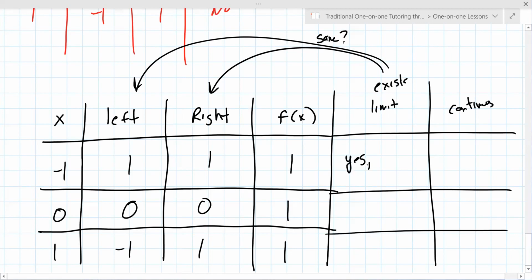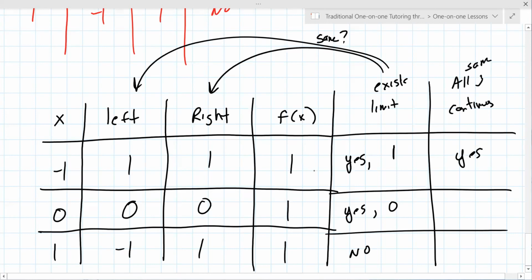We already said yes, and the value is 1. Yes, and the value is 0. No. Okay. Continuous, all 3 are the same. No. So these are. See how these are all the same?